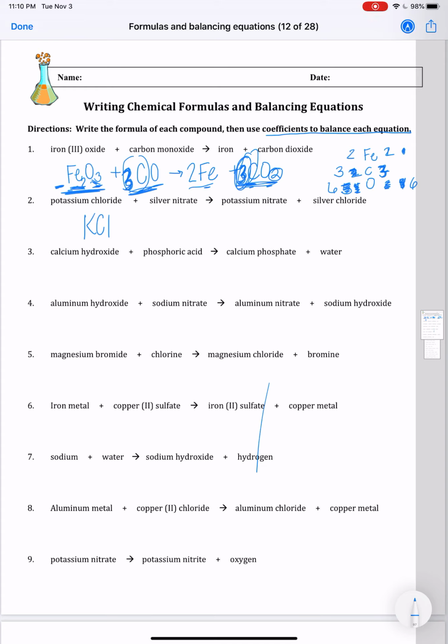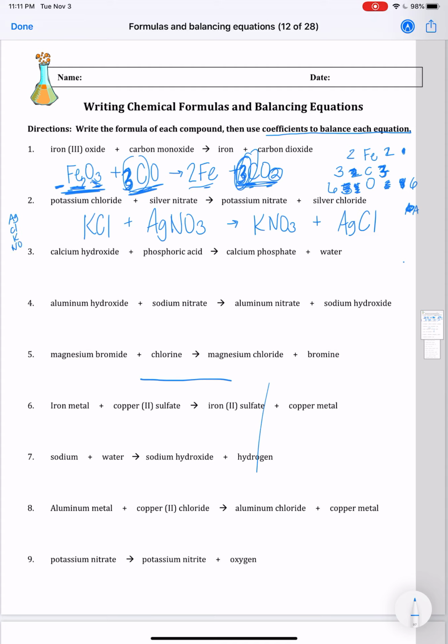Potassium chloride plus silver nitrate. Okay? And I know that I've written those correctly. Yields potassium nitrate plus silver chloride. Okay? So again, I'm going to set up all the things that I have. I'm running out of space. It's not letting me write up there.